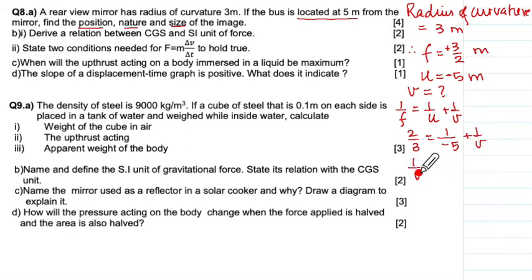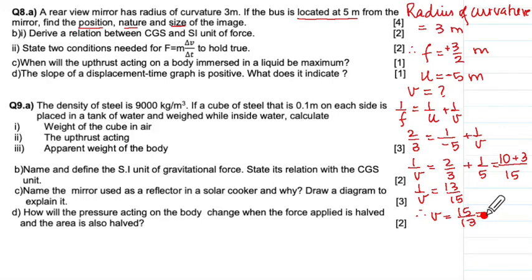So we will have 1 upon v equal to 2 upon 3, and this comes here. So it becomes plus 1 upon 5. That will give us 15 as the LCM, 3 5s are 15, 5 3s are 15, so it will be 10 plus 3. So our 1 upon v is 13 upon 15. Therefore v is equal to 15 upon 13. So that will be 13 ones 13, remainder 2. So 1.154 meter, and it is positive.